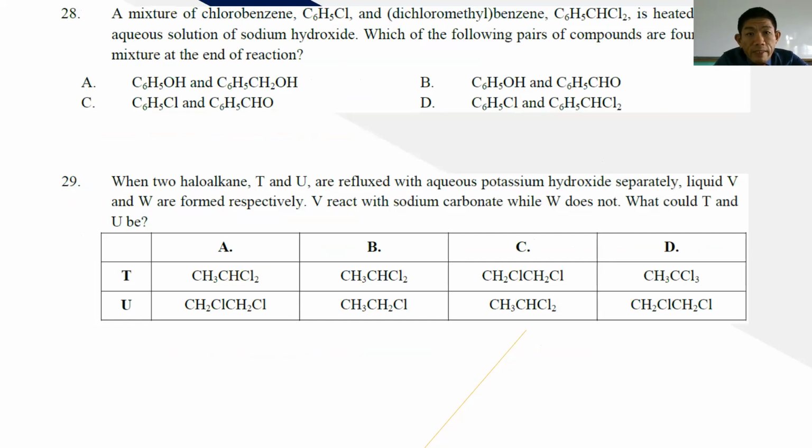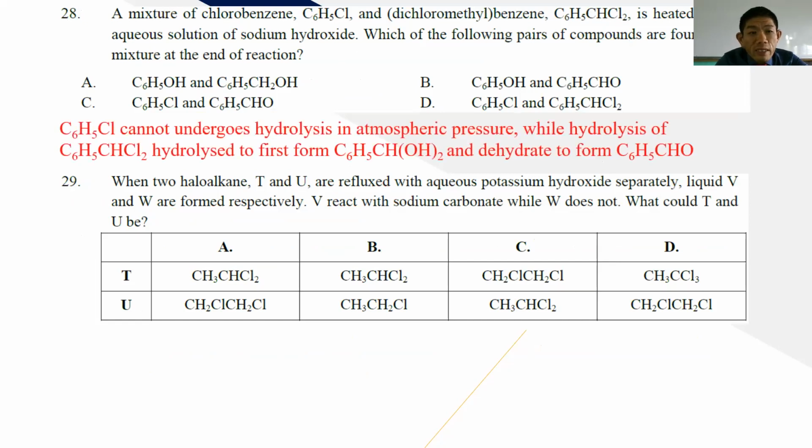28. A mixture of chlorobenzene, C6H5Cl, and dichloromethylbenzene, C6H5CHCl2, is heated with an aqueous solution of sodium potassium hydroxide. Which of the following pairs of compounds are found at the end of the reaction? So you must understand the reactions here. C6H5Cl cannot undergo hydrolysis at atmospheric pressure, while C6H5CHCl2 undergoes hydrolysis. First, you form a diol, where both OH groups are attached to the same carbon, and when further reacted, it dehydrates to become benzaldehyde. So the best answer here is the one with benzaldehyde.